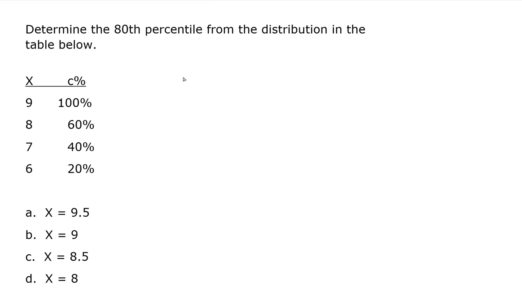Determine the 80th percentile from the distribution in the table below. Okay, so we have our table here, and the answer is going to be either A, x equals 9.5, B, x equals 9, C, x equals 8.5, or D, x equals 8.